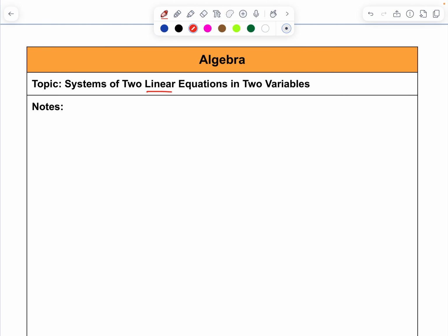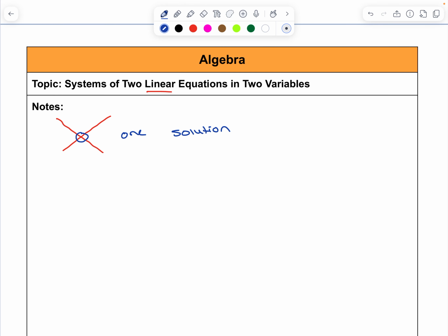Just to make sure that we understand all of the vocabulary behind this, if we had, let's say, two lines like this, and we wanted to know what the solution was. The solution is the point at which they cross. So this has one solution.